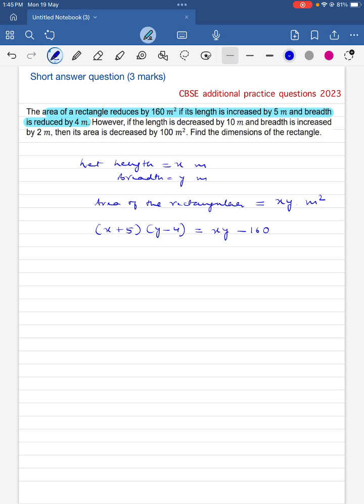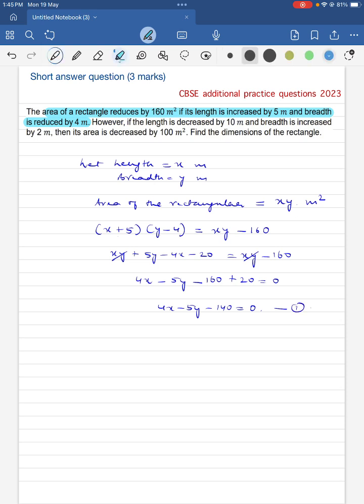So I formed my first equation, but let me open it up. So xy plus 5y minus 4x minus 20 is equal to xy minus 160. I can cancel out the xy terms on either side of the equation and I would have 4x minus 5y minus 160 plus 20 equal to 0, or 4x minus 5y minus 140 equal to 0. So that's my first linear equation.